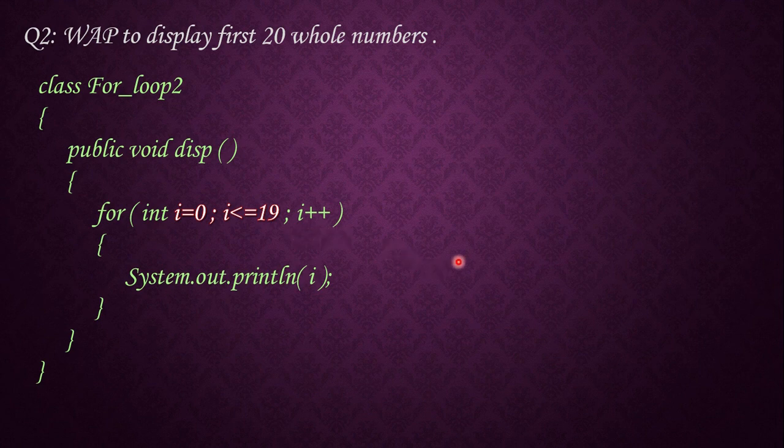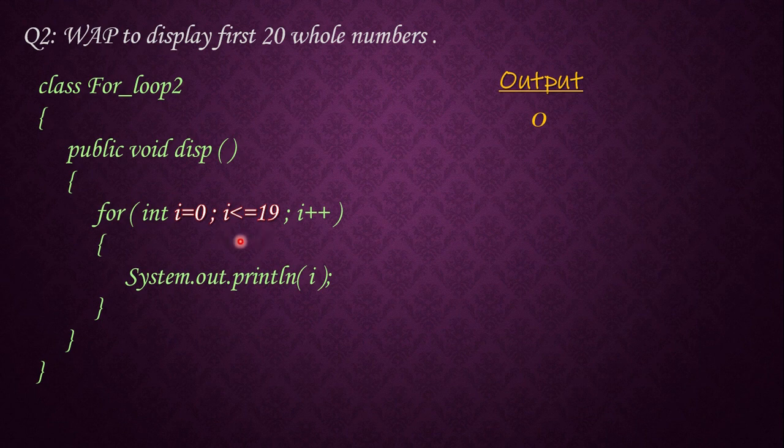So what happens here is, let us see. First the initial value of i is 0, then i goes through the condition: whether i's value is less than or equal to 19. So yes, because 0 is less than or equal to 19, the printing statement, that is the loop body, will execute. So the value of i will be displayed, that is 0. Then the updation process will be executed. So i's value will increase from 0 to 1.